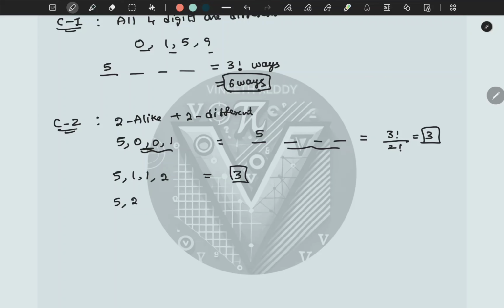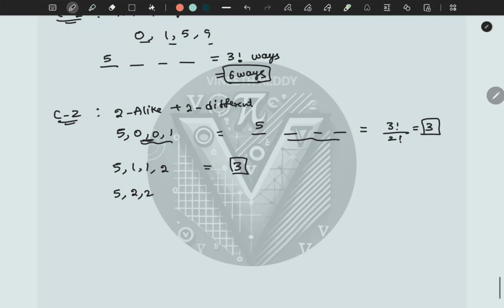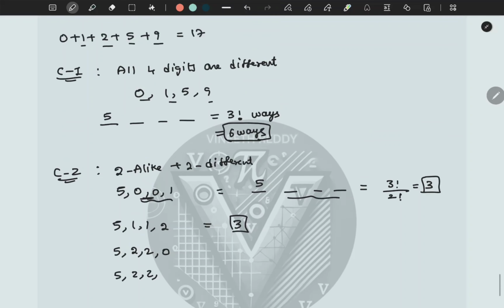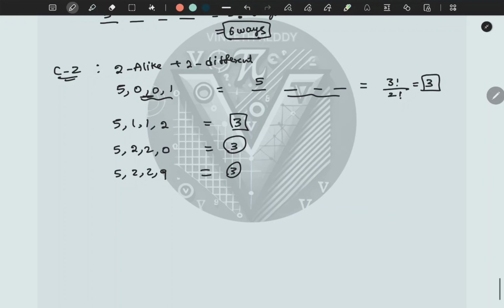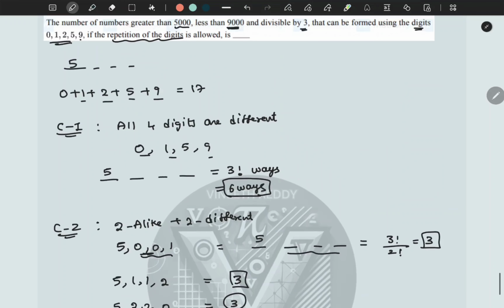Now if 2 is repeated twice, 5 plus 2 is 7, 7 plus 2 is 9. The other digit could be 0, or since the digits are 0, 1, 2, 5, 9, 9 could also be possible, dear students. So here also we get 3 ways, and here also we get 3 ways. I hope you are understanding this. Now 0 is done, 1 is done, 2 is done.